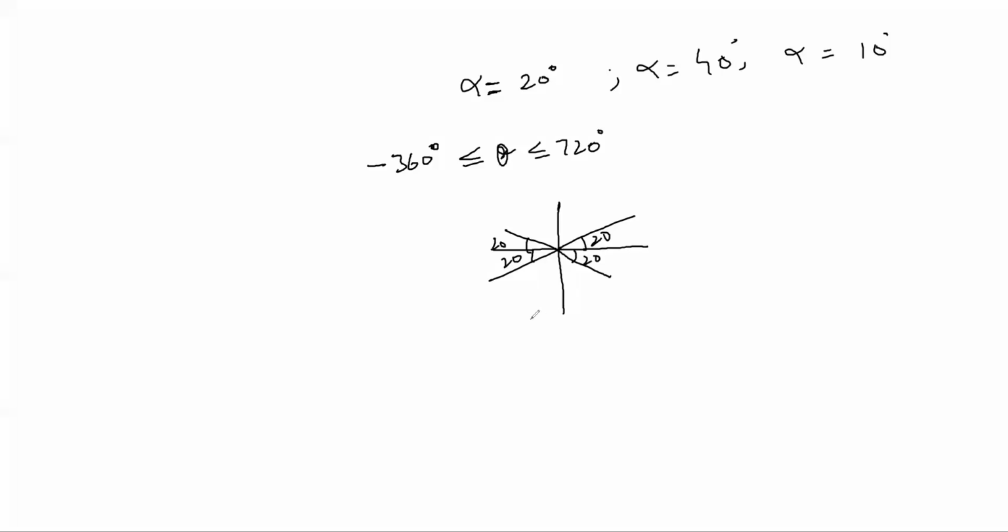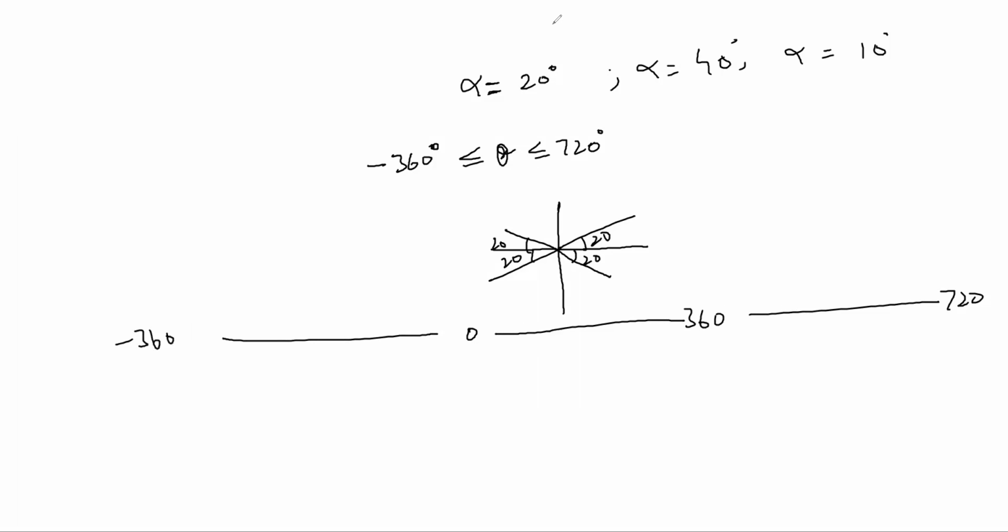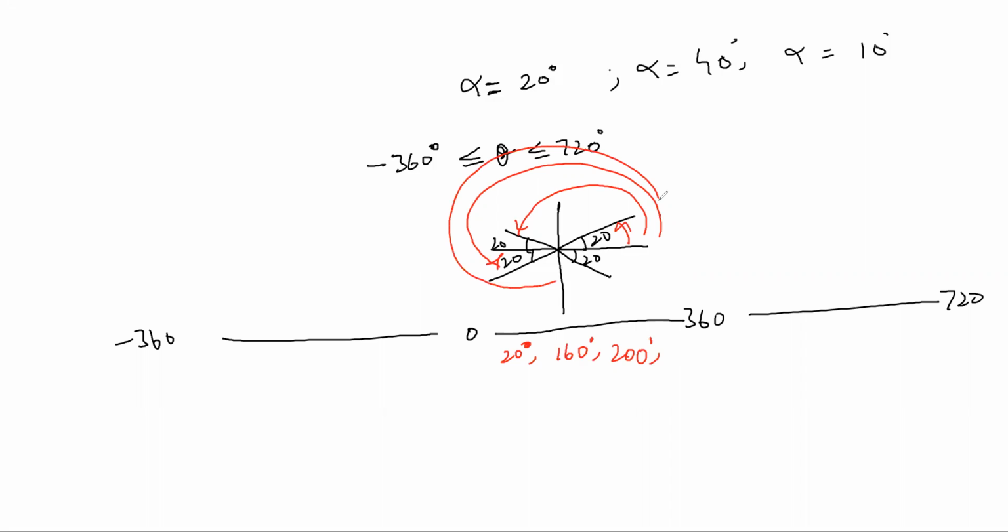You just find the values from 0 to 360, and from this we'll write the values from minus 360 to 0. We are very good at writing the values from 0 to 360. We know that this is going to be 20, this is going to be 160, then this is going to be 200 degrees, and the last would be 340 degrees.